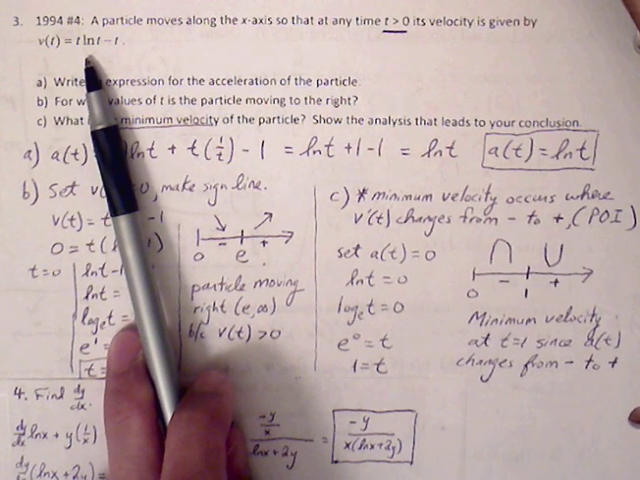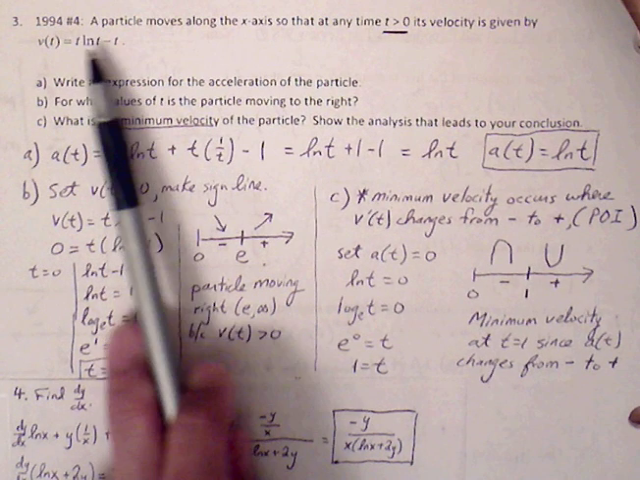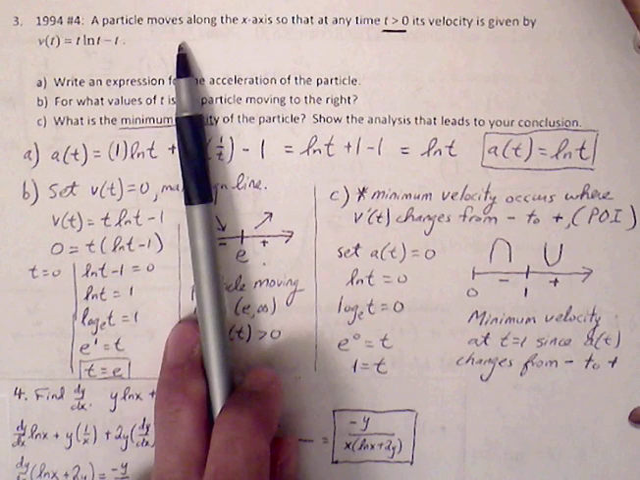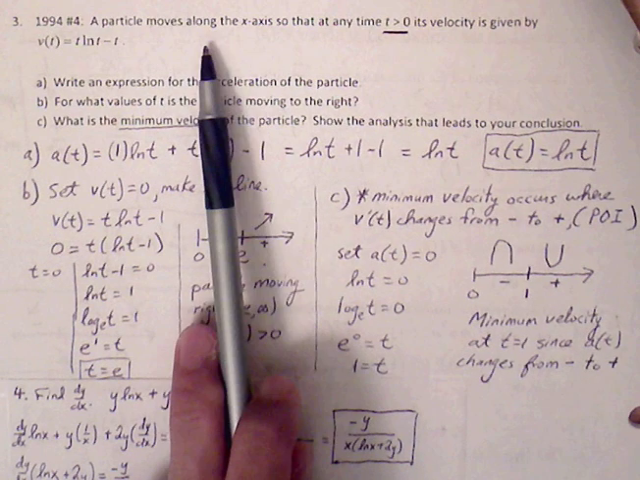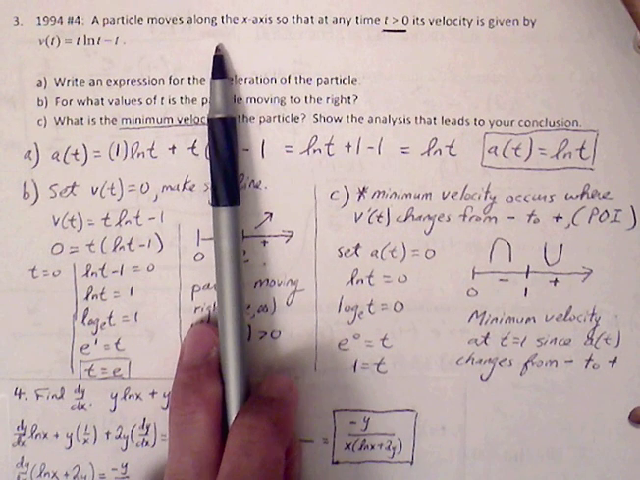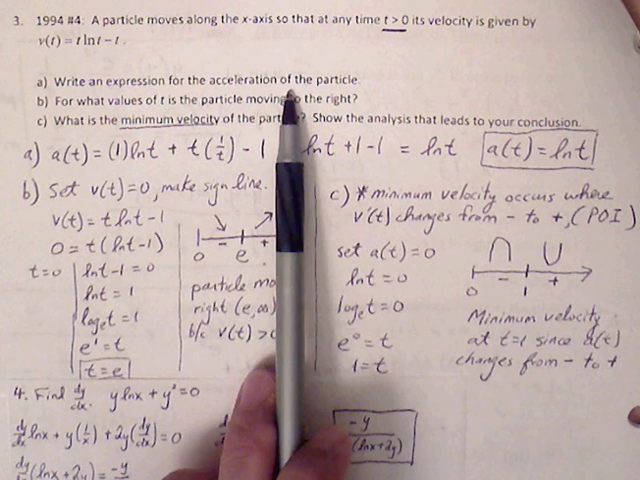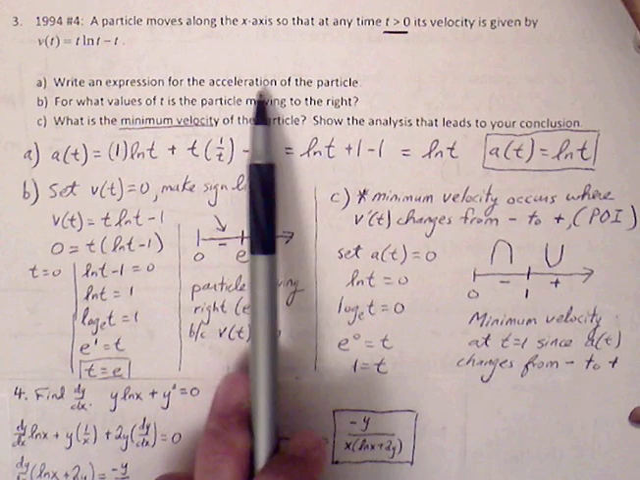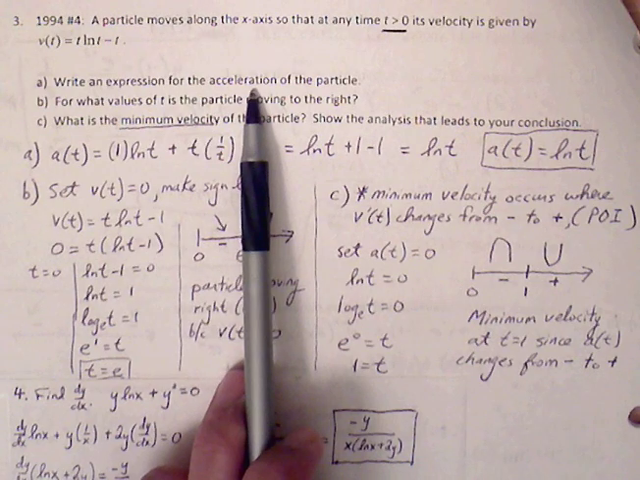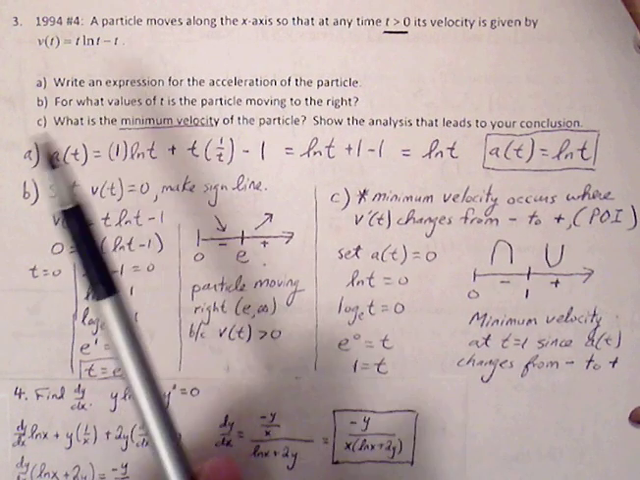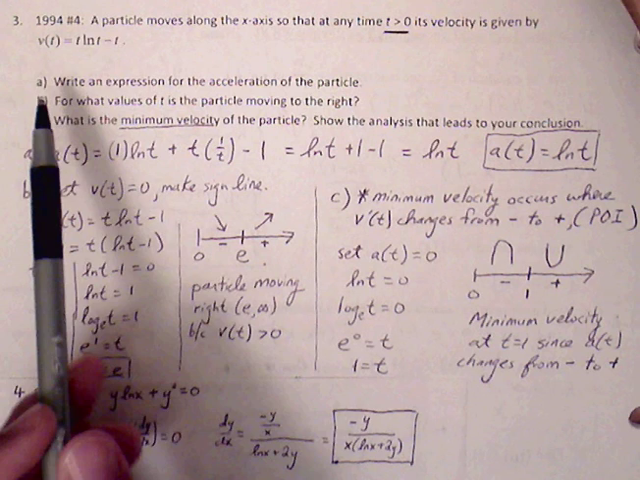So this is a particle motion problem where positive velocity means this particle is moving to the right. Negative velocity would mean that the particle is moving to the left. Write an expression for the acceleration of the particle. So acceleration would be the derivative of this velocity function. So let's see how we can find the derivative of this.